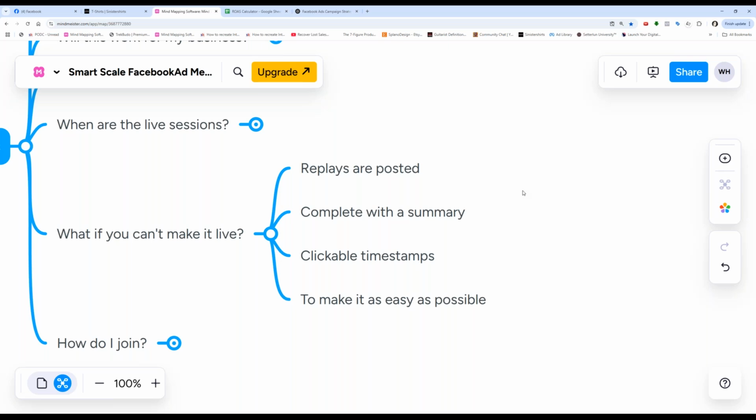Meaning, it's as easy as possible for you now to watch the replays because you don't have to watch the whole replay. If you have a question, you don't have to be like, oh man, I got to watch an hour-long replay now to see if you answer my question or not. Nah, it's broken down and it's searchable and it's really cool.